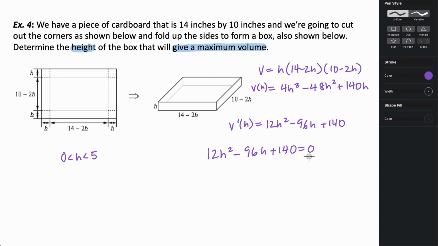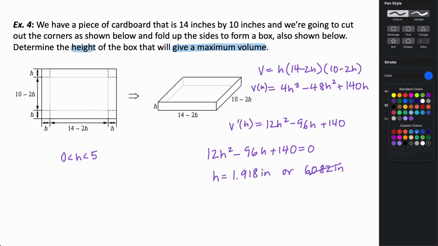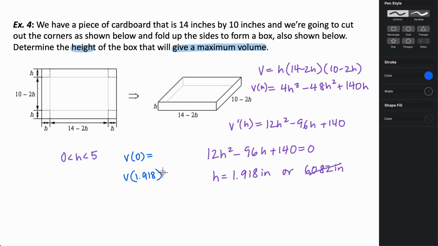So if we go through that process and we use the quadratic formula, we get that the height is either 1.918 inches or 6.082 inches. Now, if you recall, we said the height had to be between 0 and 5 inches. So this one is not a possibility. So we need to test the volume of all of these different heights. So what is the volume at 0? What is the volume at 1.918? And what is the volume at 5?